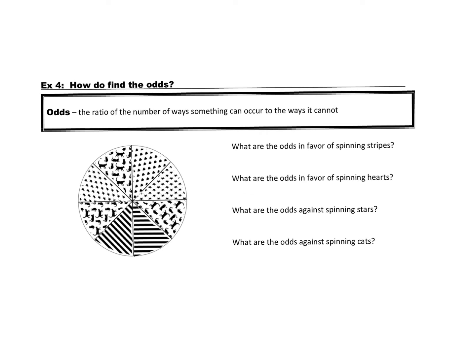All right, so how do I find the odds? Well, odds is defined as the ratio, so it's a fraction, of the number of ways something can occur to the number of ways it cannot occur. So if we look at this first one, it says, what are the odds in favor of spinning stripes? Notice I have two of these are stripes. So I have 2, and then there's going to be 1, 2, 3, 4, 5, 6. So there's a 2 to 6 chance, in odds, of spinning a stripe. We could also simplify that down to 1 to 3.